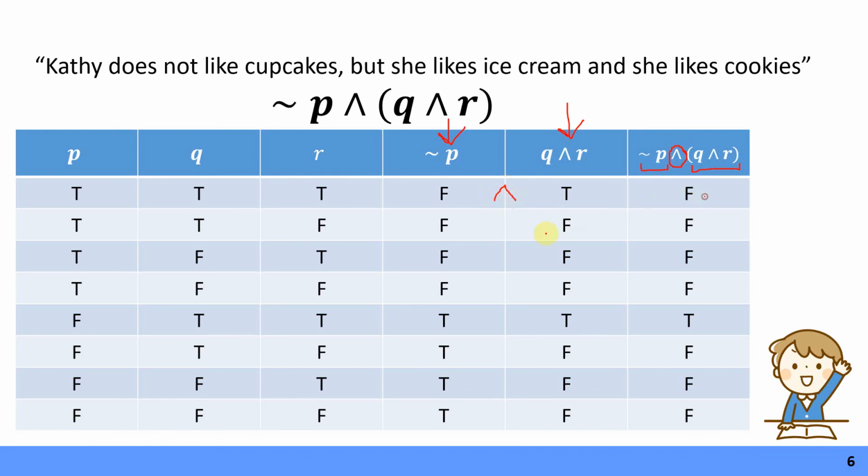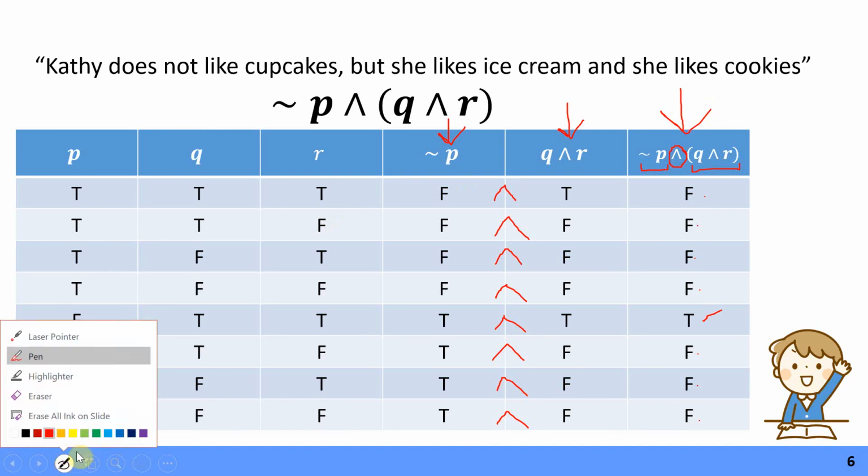False and true, false. False and false, false. False and false, false. False and false again, false. True and true, that's a good one. That one's true. True and false, false. True and false, false. True and false, false. So look at that. So that is our final column because that includes the whole statement.